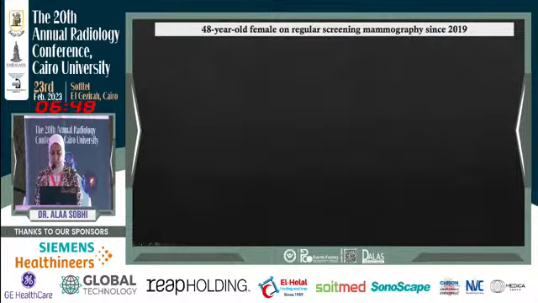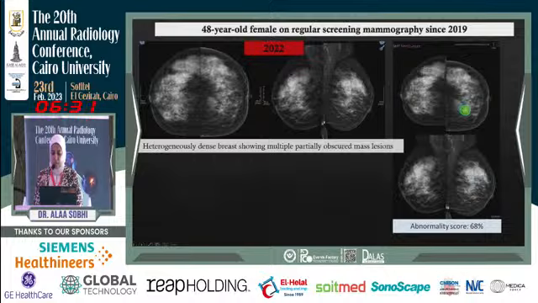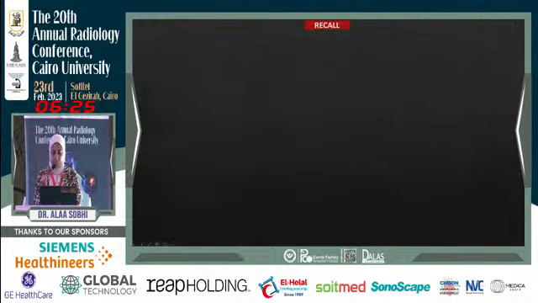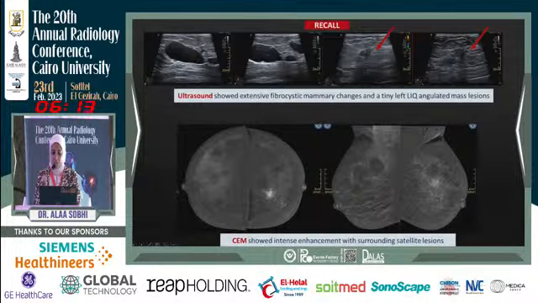The first case is a 48-year-old female on regular screening since 2019. She came in 2022. The mammogram showed heterogeneously dense breasts with multiple obscured mass lesions. The AI showed a left lower inner quadrant area of high probability score. We recalled this patient for ultrasound. Ultrasound showed extensive fibrocystic mammary changes with a tiny left lower inner quadrant angulated mass lesion. Contrast showed a spiculated lesion in the left lower inner quadrant with multiple satellite lesions.